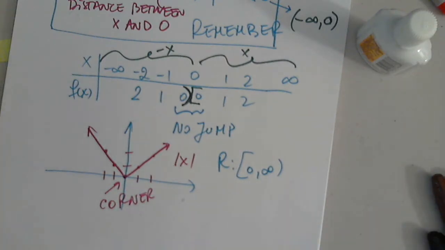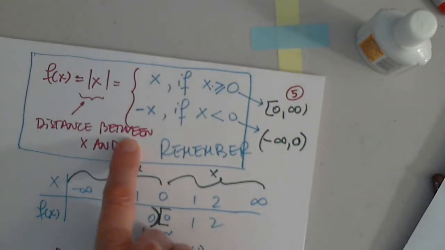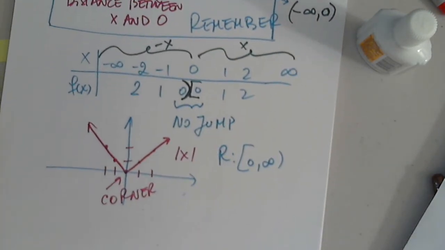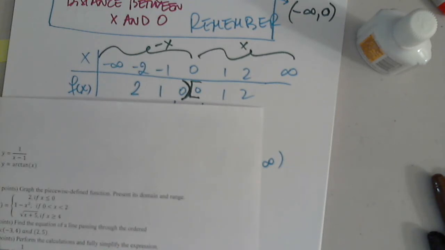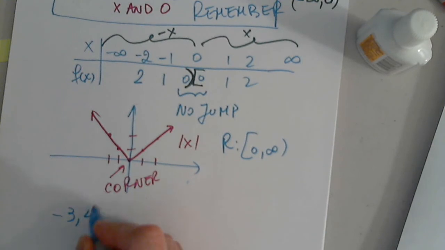So do we understand this? Very important to remember, we're going to use it. Very important. Do we understand the piecewise defined functions? Yes. Everyone? Yes. Okay. So find the equation of a line passing through the ordered pairs (-3, 4) and (2, 5).